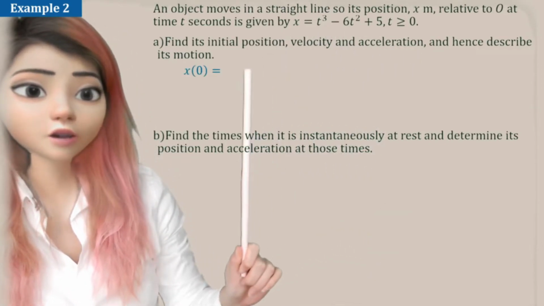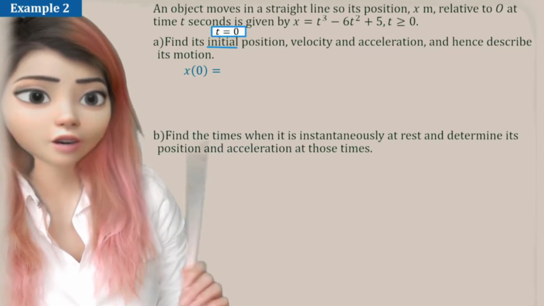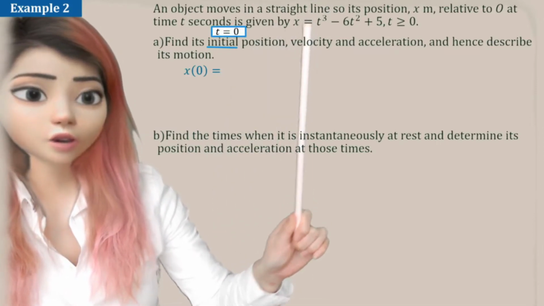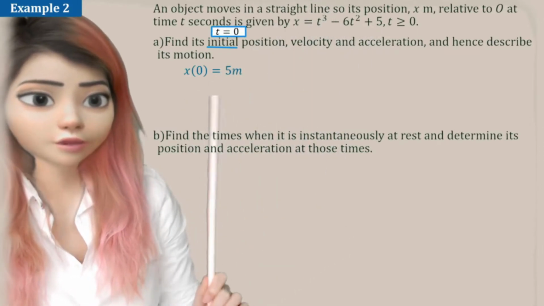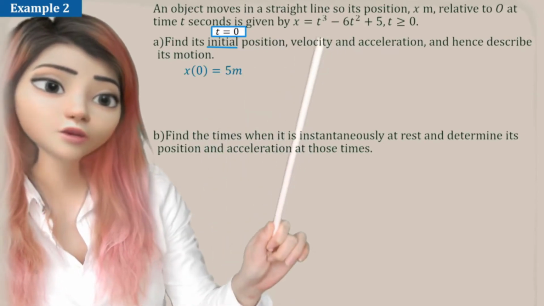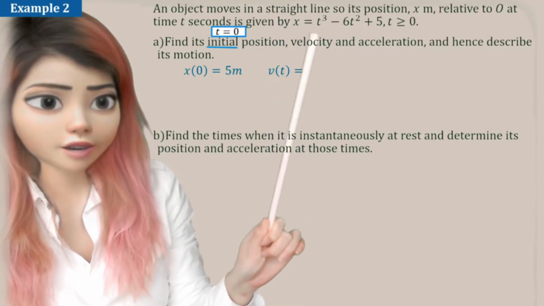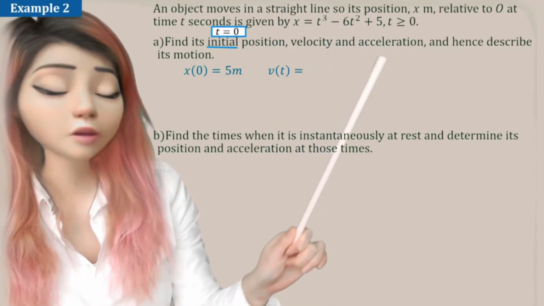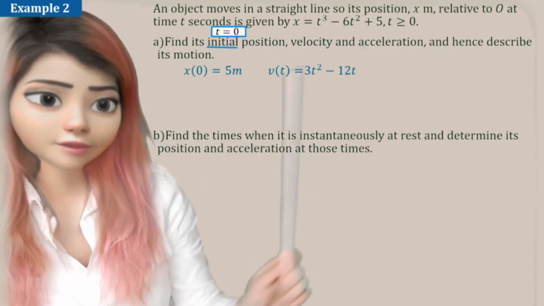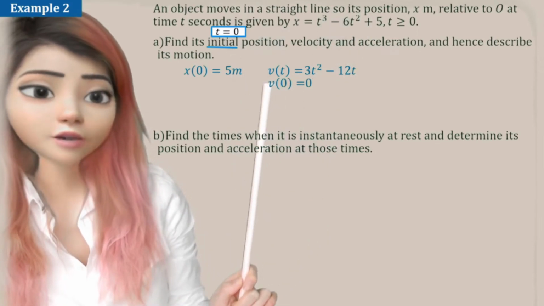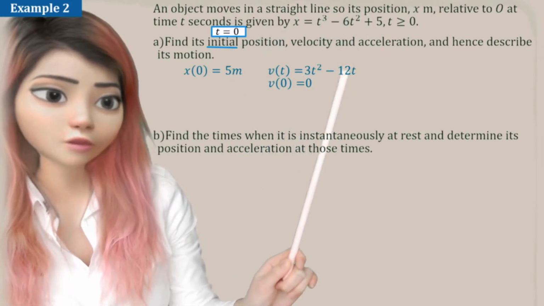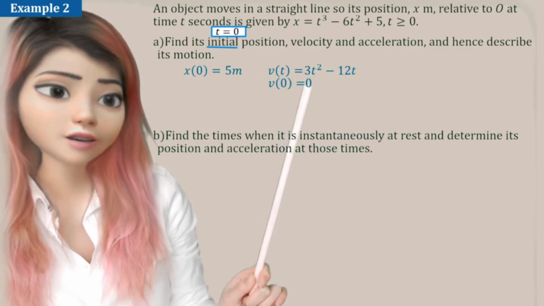Initial means when time is 0. So x is equal to 0 minus 0 plus 5, which is just 5. And velocity would mean we have to differentiate that. So t cubed becomes 3t squared, minus 6t squared becomes minus 12t, and the 5 disappears. And at time 0, when we plug in t equals 0, velocity is equal to 0.